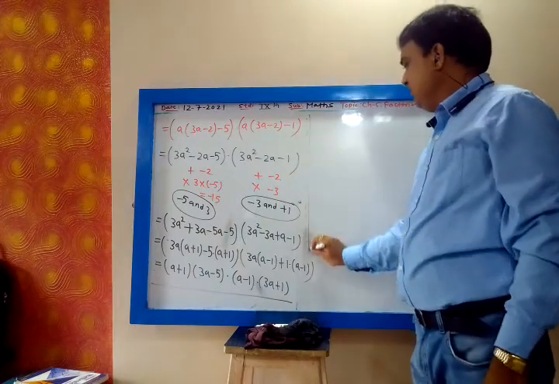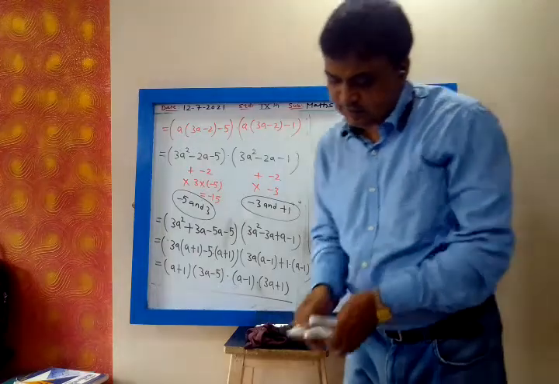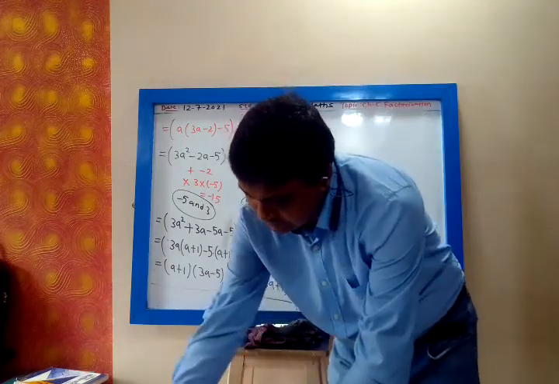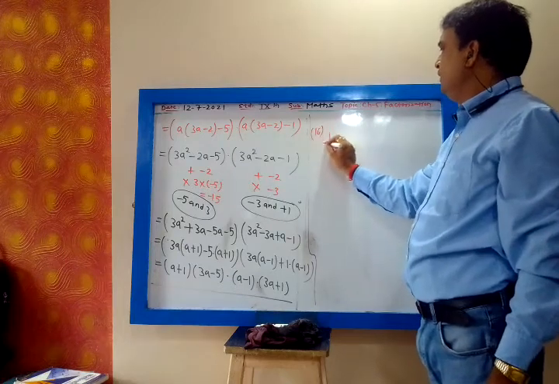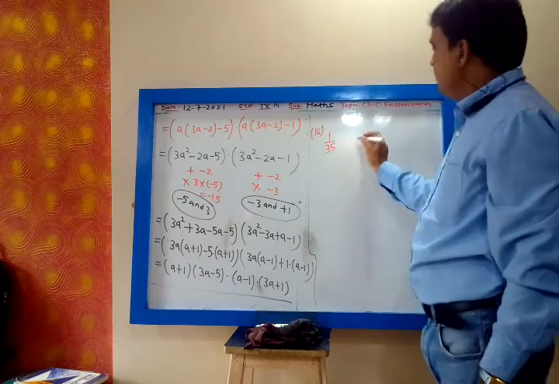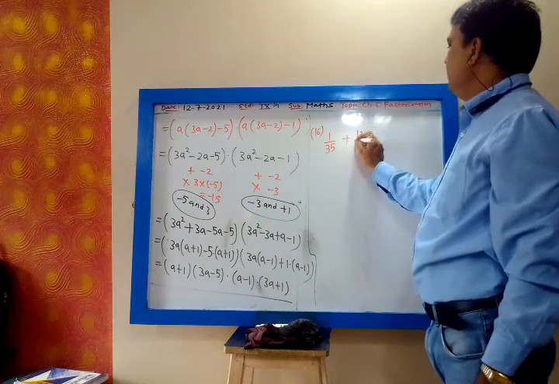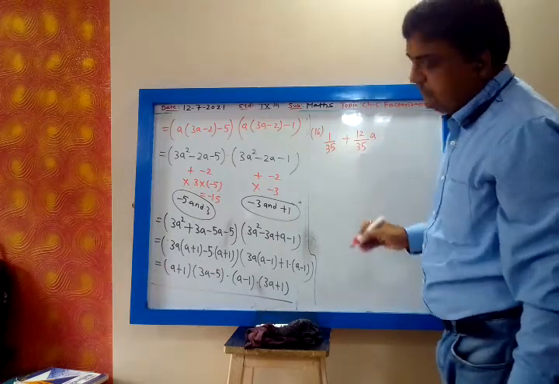So do not worry about the time taken to do the calculation. You see that you get the correct answer. That is more important. 16th: 1 upon 35 plus 12 upon 35a plus a square.